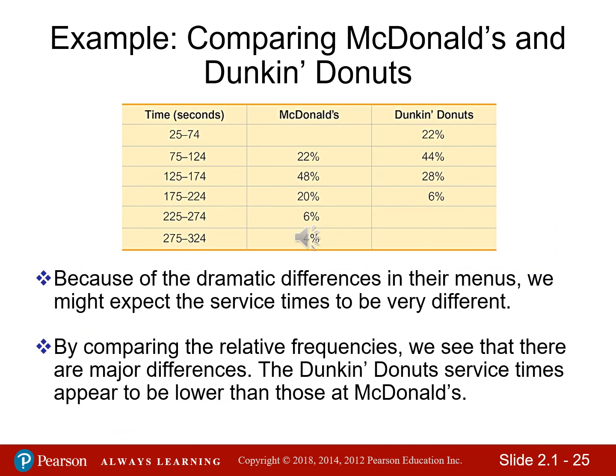Because of the dramatic differences in their menus, we might expect the service times to be very different. McDonald's is known for their hamburgers, and the hamburger is a more common lunchtime choice, while Dunkin' Donuts is better known for their donuts, and donuts are typically not considered a lunchtime option. By comparing their relative frequencies, we see that there are indeed major differences. The most obvious difference is that Dunkin' Donuts service times appear to be faster than those of McDonald's.